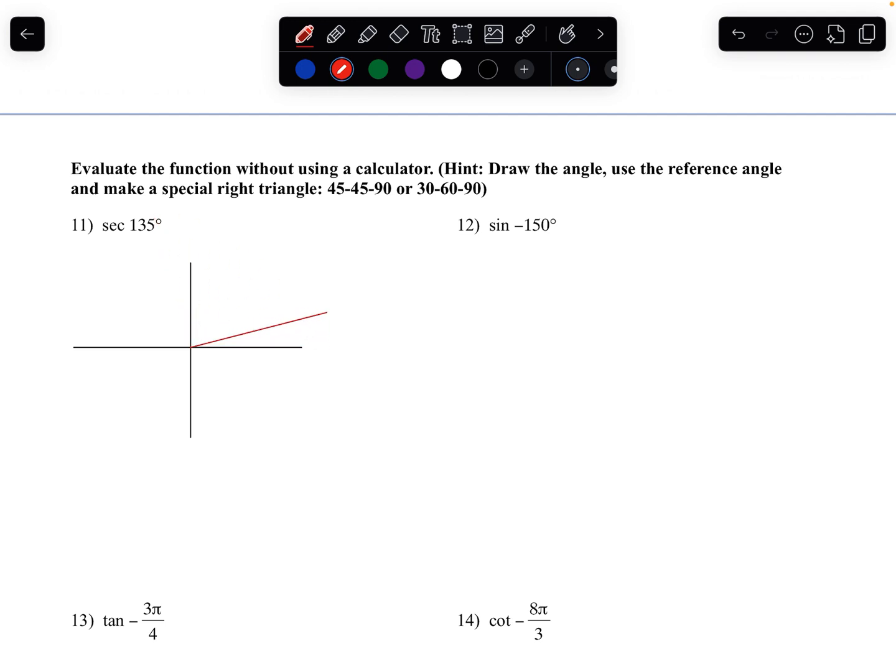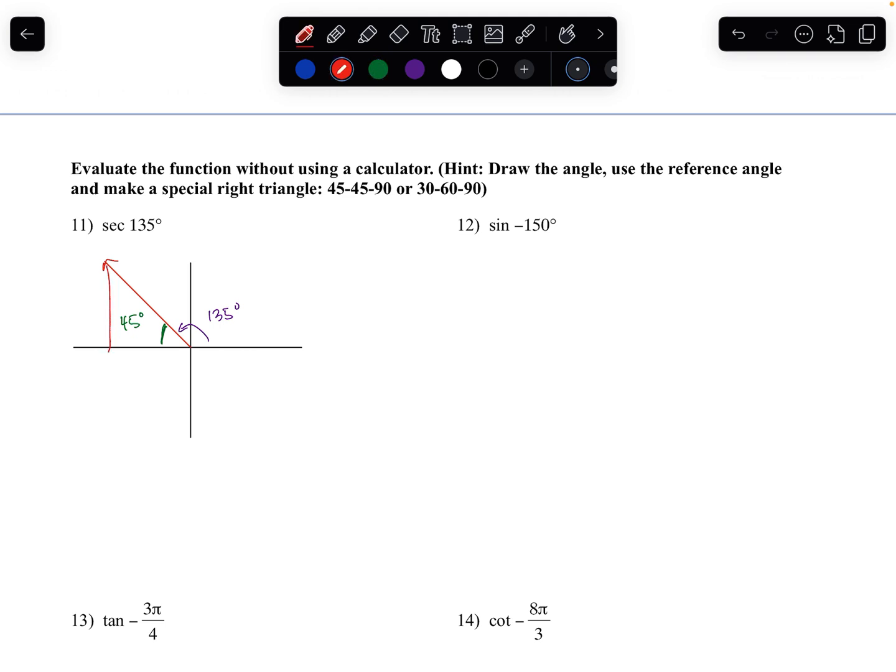So 135, so this would be 90, this would be 180. I think 135 is exactly in between them. You can confirm, you can use a calculator. So we can do 180 minus 135, and yeah, we get 45 degrees. So this is 135 degrees. The reference angle has to be 45 degrees. So there is our reference angle.